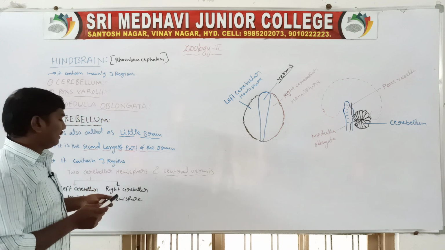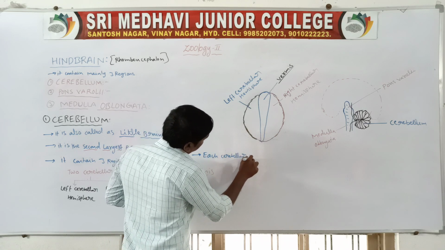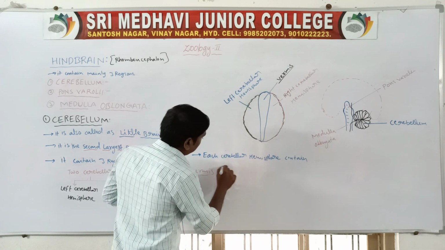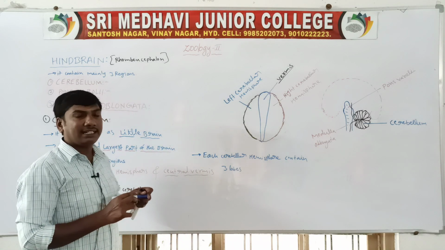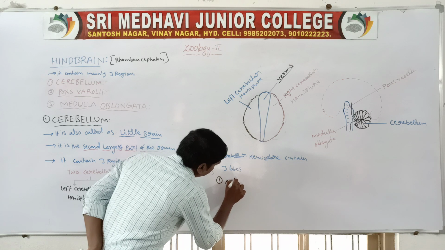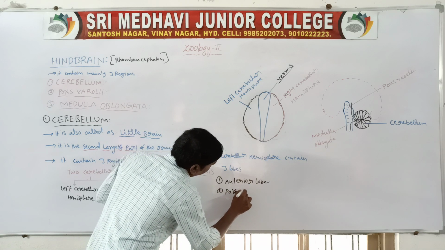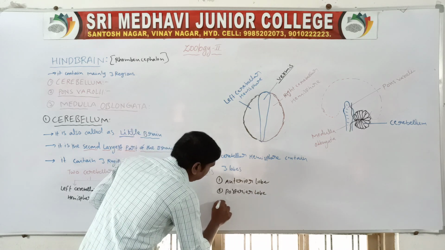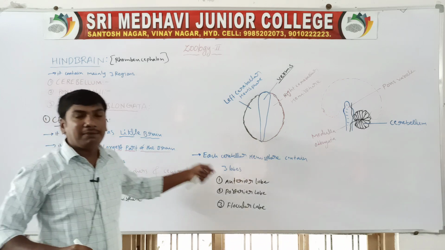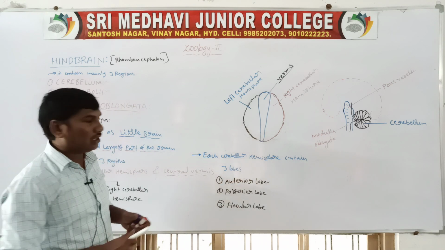Next one, each cerebellar hemisphere contains three lobes: the anterior lobe, the posterior lobe, and the floccular lobe.